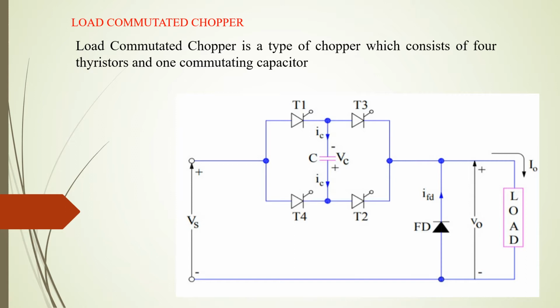Here in this load commutated chopper, this is the circuit diagram. FD is a freewheeling diode, and the load, and V0 is the voltage across the load. IFD is the freewheeling diode current. VC is the voltage across the capacitor. This load commutated chopper circuit starts with the positive polarity at the down plate of the capacitor.